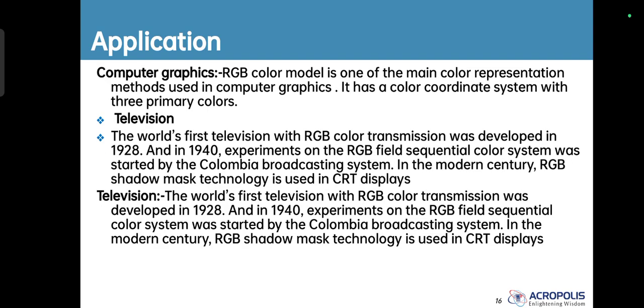So it can be used in computer graphics. It's very useful in computer graphics and television. In 1928, the first RGB color TV was created. So RGB color transmission was developed in 1928. In 1940, experiments on the RGB field sequential color system were started by the Columbia Broadcasting System.